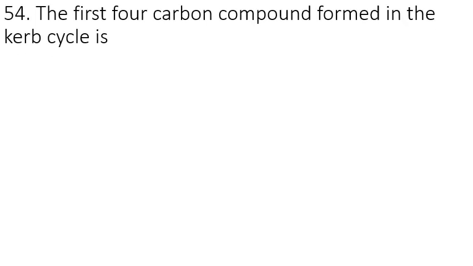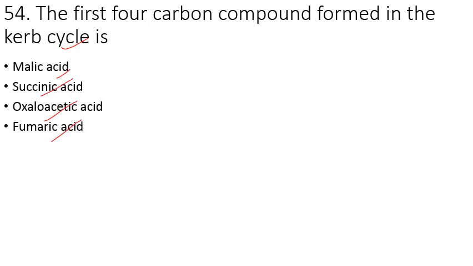Next question is, the first 4-carbon compound found in Krebs cycle is. Our options are malic acid, succinic acid, oxaloacetic acid, or fumaric acid. So its right answer is succinic acid, and the first stable compound formed in Krebs cycle is citric acid. This cycle is also known as TCA cycle, that is tricarboxylic acid cycle, because it contains 3 carboxylic groups, and is formed by the condensation of oxaloacetic acid with acetyl coenzyme A, which is a 2-carbon compound. So it leads to production of the 6-carbon compound, that is citric acid.